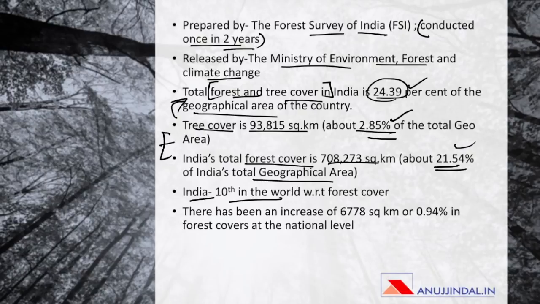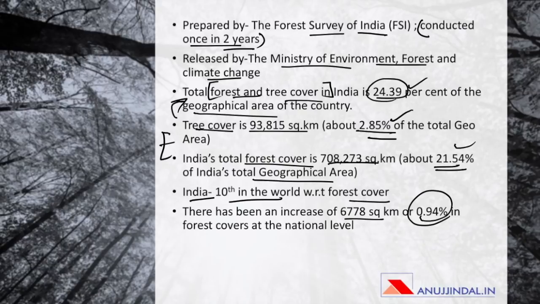India stands at 10th in the world when it comes to forest cover, not tree cover, only the forest cover. There has been an increase of 6778 square kilometer or 0.94% in forest cover at the national level. But an important fact to remember and understand here, which can help you in the interview or even otherwise, is that this 0.94% increase is because of an increase in the number of districts which are now being surveyed. Almost 500 districts used to be surveyed, now more than 600 districts are being surveyed, and an increase in the forest cover was expected when the number of districts which are surveyed has increased.